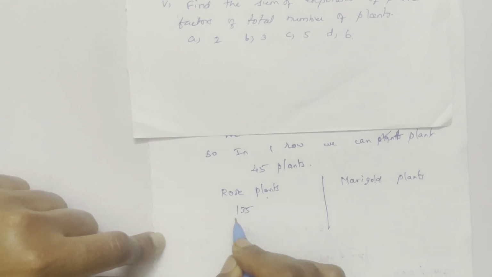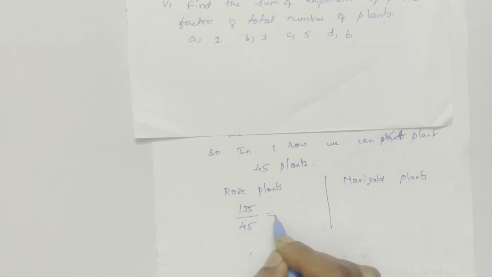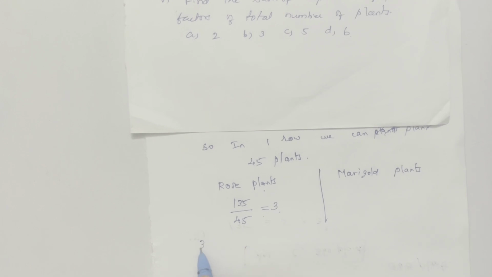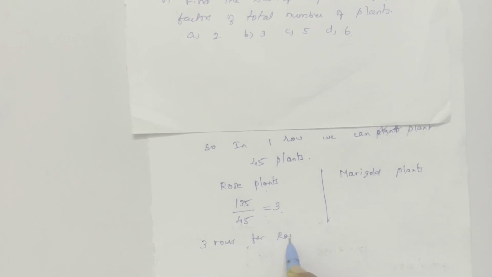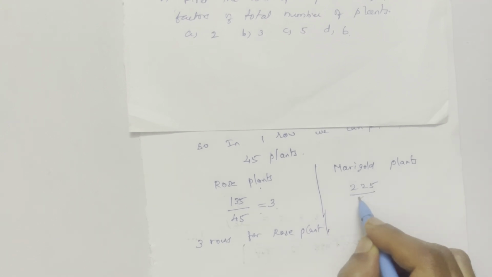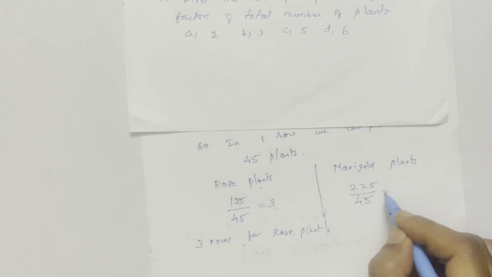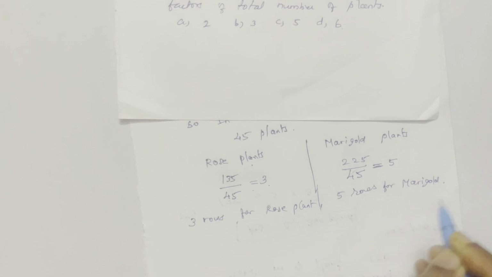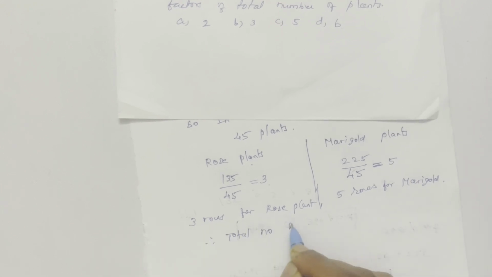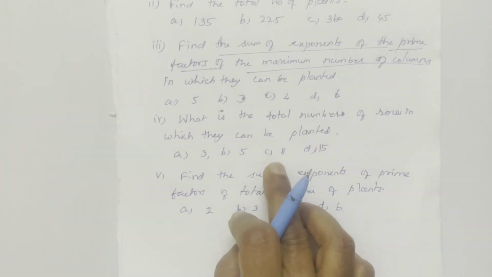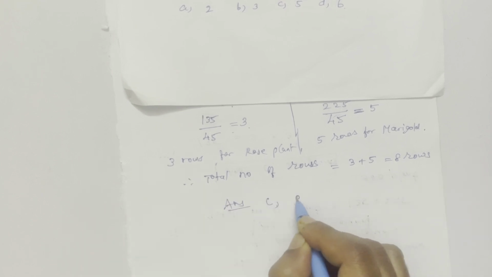135 rose plants. Total number of columns are 45. When we divide, we get 3. So 3 rows for rose plants. For marigold, 225 marigold plants are there. We have 45 columns, so when we divide, we get 5. So 5 rows for marigold. Therefore, total number of rows equals 3 plus 5, 8 rows. Option C. Answer C, 8 rows.